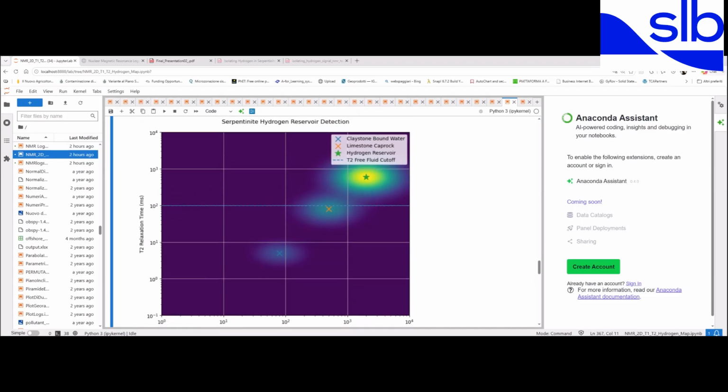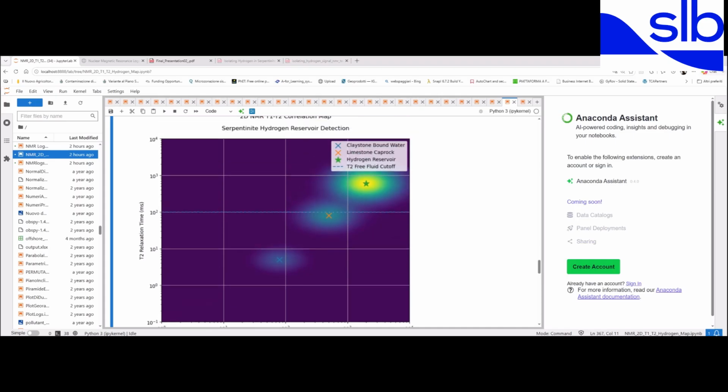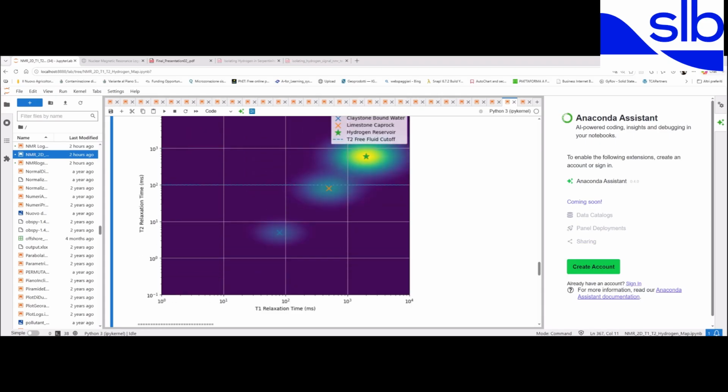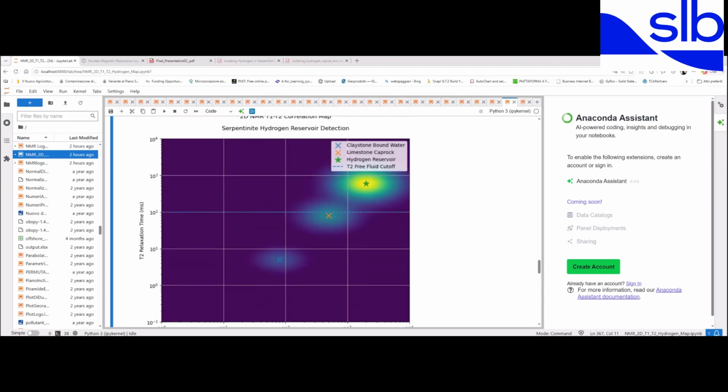That represents where the hydrogen reservoir is located, as a ratio between these values, and also the free fluid cutoff. So the free fluid cutoff is established at this value, but effectively the hydrogen reservoir is near this value, less than 1 in the ratio between T1 and T2. We have also the clay boundary water, the limestone cap rock, and the hydrogen reservoir.